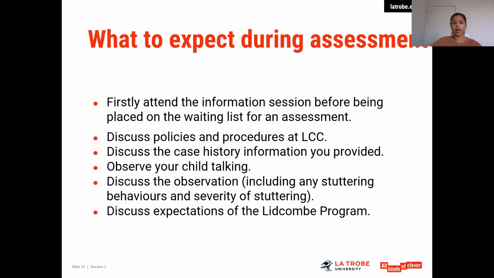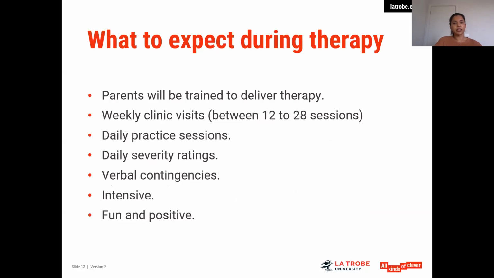There is also a wait for treatment once the child is assessed, if they're considered suitable for the clinic. So some stage one clients have been waiting on treatment since last year. The reason for this is because we have about 3 to 4 places for stage one clients, and they can take up to about 28 sessions to complete stage one alone. So the places for treatment are very limited.